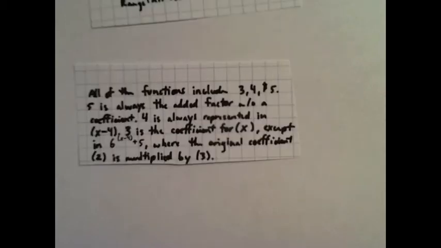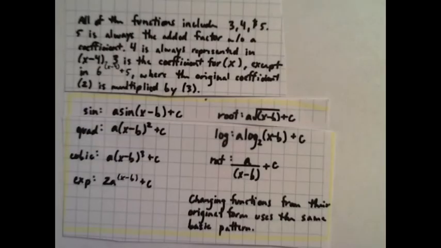All of the functions include a 3, a 4, and a 5. The 5 is always the added factor, and also a coefficient. The 5 is the one that moves it up 5 vertically. 4 is always represented as x - 4, in order to move it to the right. 3 is the coefficient for x, except in 6^(x - 4) + 5, where the original coefficient 2 is multiplied by 3. This is the stretch factor.